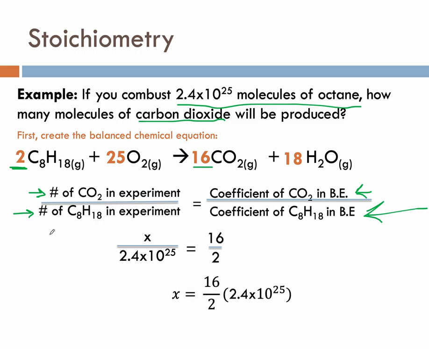Now we're just solving for x. We're going to multiply both sides by the 2.4 times 10 to the 25. It pops up on this side here. And then you can plug that all into your calculator. 16 divided by 2 is 8 times 2.4 times 10 to the 25. It gives me 1.9. I can keep two significant figures because of the two significant figures in the number of molecules of octane. So 1.9 times 10 to the 26 molecules of CO2 would be my answer here.